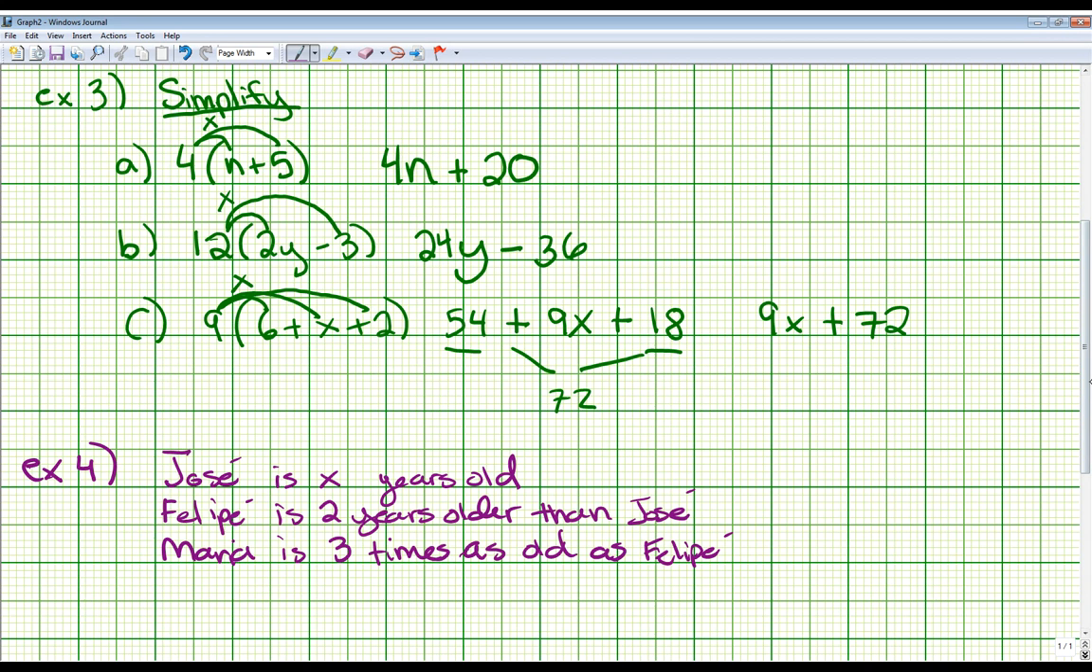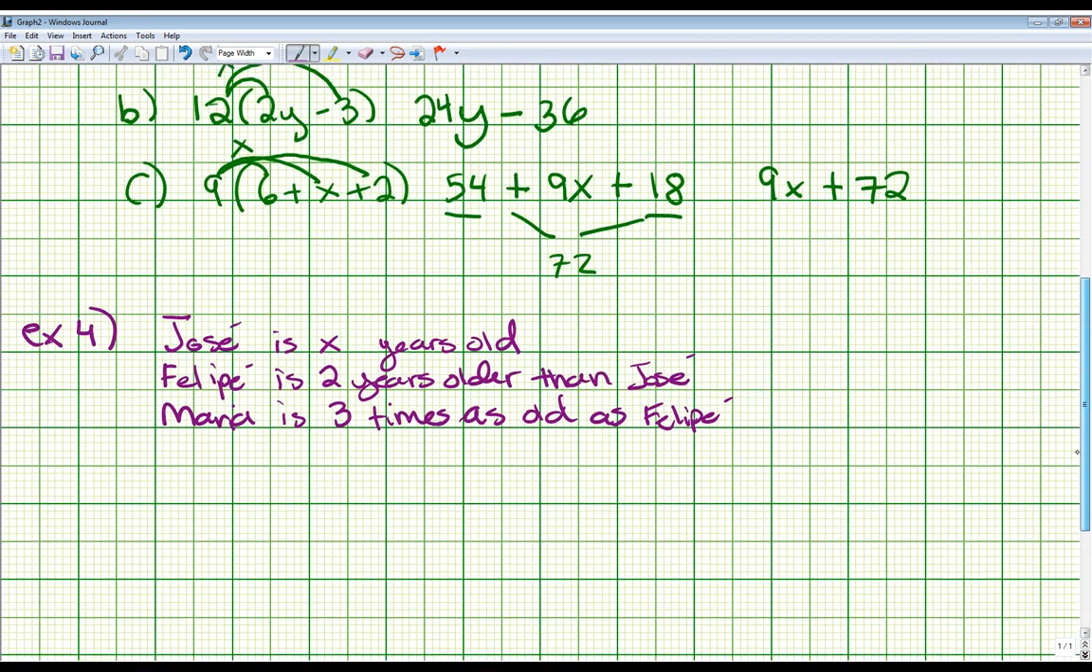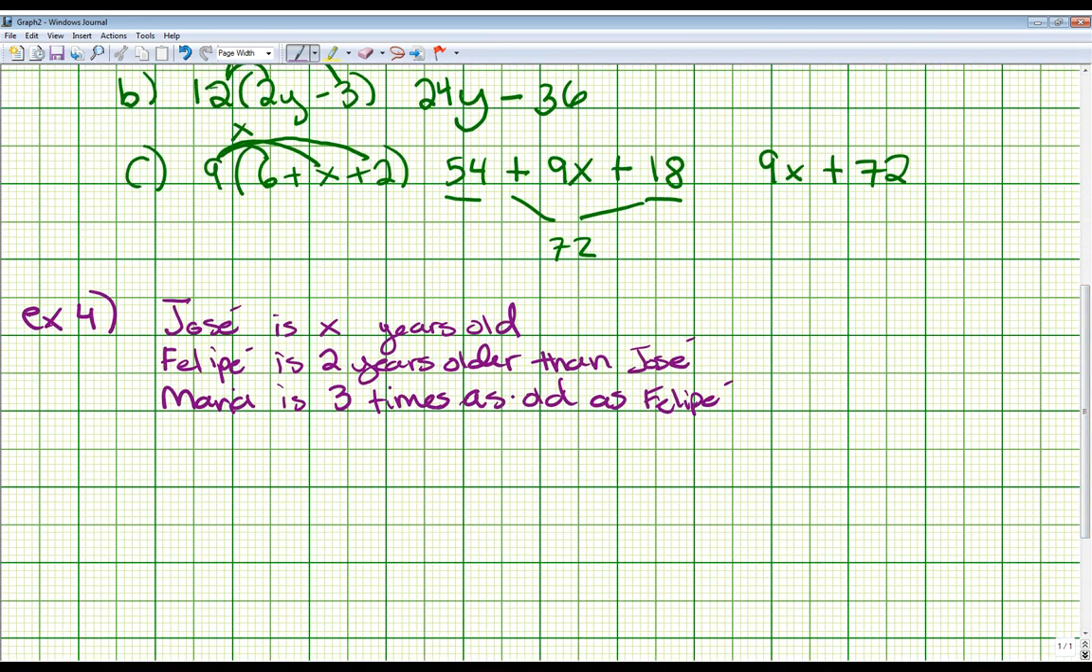So what we can do here is take these sentences and write little mini expressions next to them. So if Jose is x years old, what I would do for Jose is just make him an x because it says x is going to represent Jose. The next one says Felipe is 2 years older than Jose. If x is Jose and Felipe is 2 years older, we would need to increase x by 2. So we would have to take x and add 2 to that. And that would get me to Felipe.